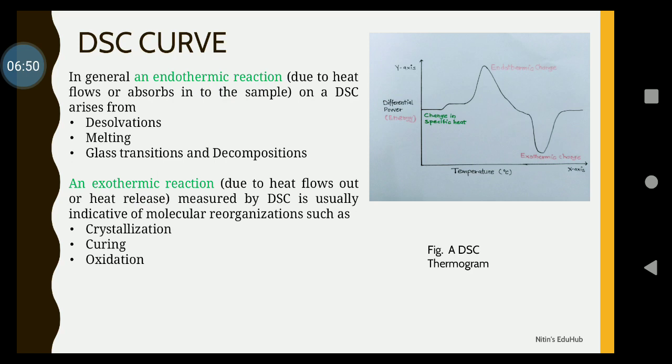And it mostly happens because of crystallization, curing, or chemical reaction, and the oxidation. तो जो भी एक्सोथर्मिक रिएक्शन मिलेगा वो किसके वजह से मिलेगा, एक तो हो सकता है कि क्रिस्टलाइजेशन की वजह से हो, या फिर केमिकल रिएक्शन और क्यूरिंग रिएक्शन की वजह से हो, या फिर ऑक्सीडेशन की वजह से हो सकता है. So this is about the DSC curve.